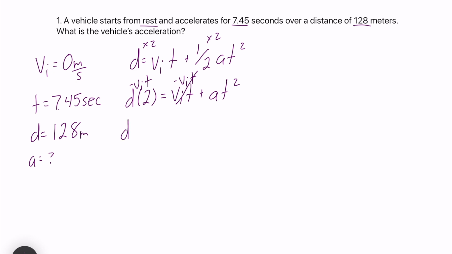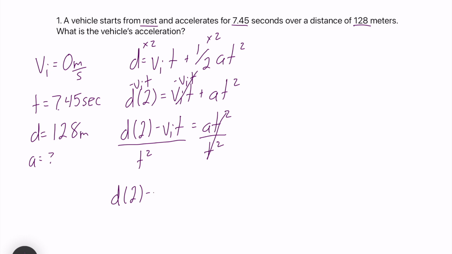So we'll have D multiplied by 2 subtract VIT, and that's going to equal AT squared, which leaves us with one step left. Let's get that T squared over to our left side, which gives us our final formula of our distance multiplied by 2 subtract VIT, and that is all going to be divided by T squared, which will give us our acceleration. So that looks good to me.